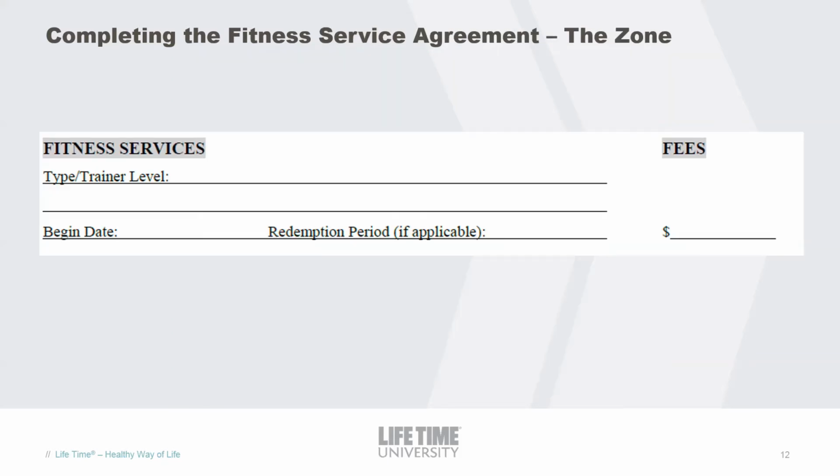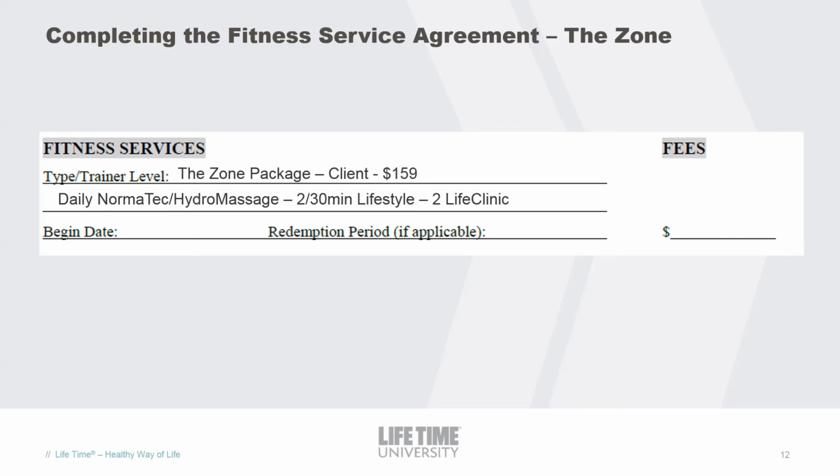The final example is for a zone product. Some locations may not offer this service, but if so, there are monthly programs or a la carte services. The example here is the zone package for a client at the discounted rate of $159. This package includes daily usage of Normatec and Hydro Massage, 2 30-minute lifestyle sessions, and 2 30-minute life clinic sessions.